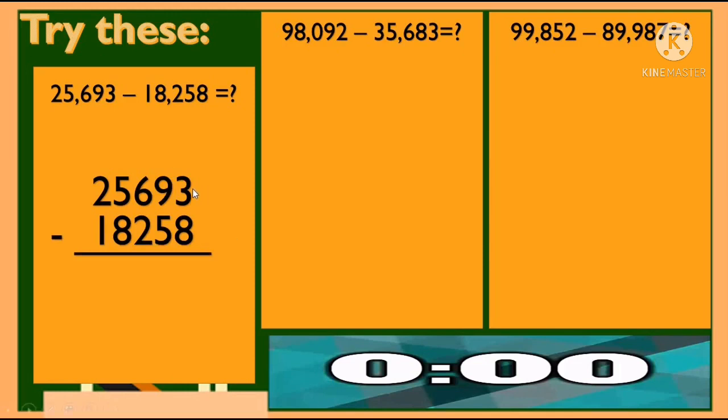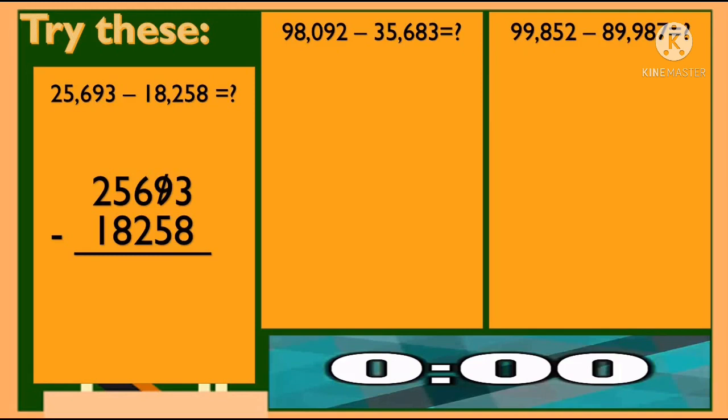Now, let us identify if our ones minuend and the ones subtrahend, if the ones minuend is less than the subtrahend, therefore we need to borrow from the next place value. Correct? Let's see this one. 3 minus 8. Can or cannot? Cannot. If our answer is cannot, then we need to borrow from 9.